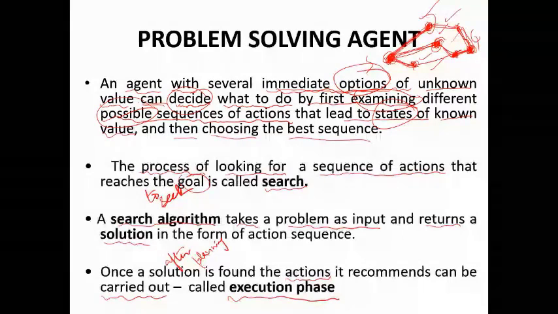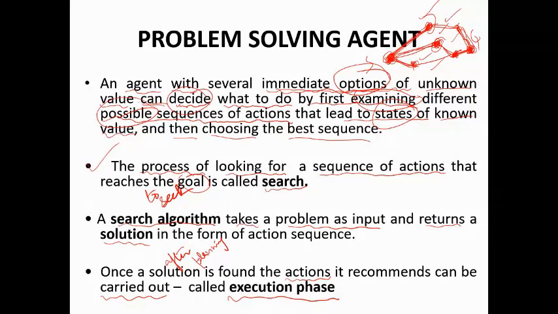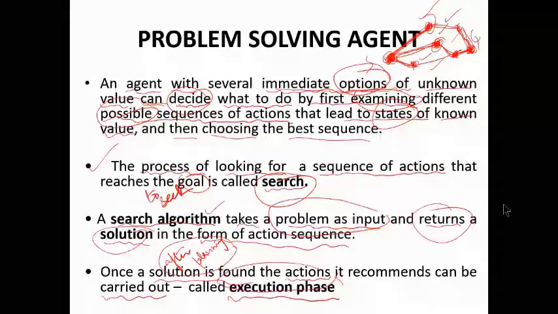That's okay. So the process of looking for a sequence of actions, and searching to seek the goal, is called search. Search is the process of looking for a sequence of actions by the agent and reaching the goal, beginning from here to the destination goal.